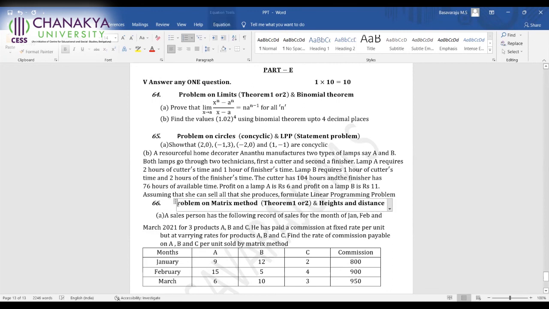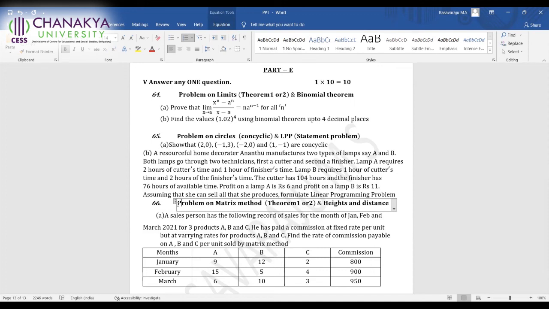And the other one, 61, the last problem, is from the matrix method. It is from the matrices and determinants chapter. Along with that, they'll include heights and distance. So you have to pick one complete problem from part E, do only one question. So this is all about your question paper pattern for this academic year.